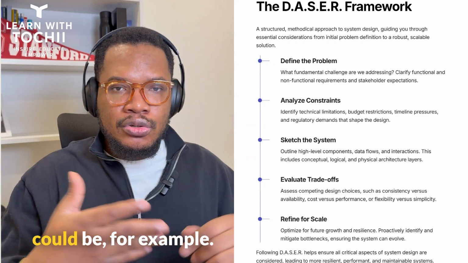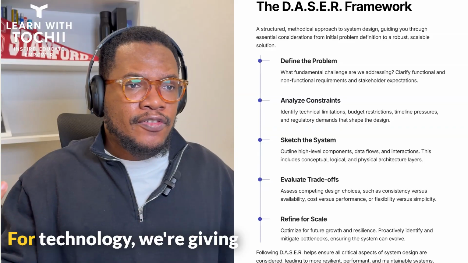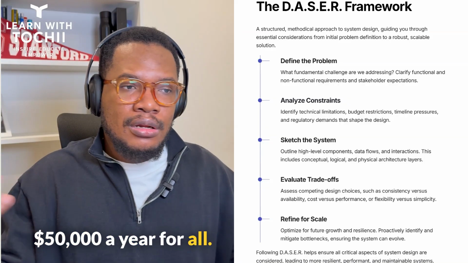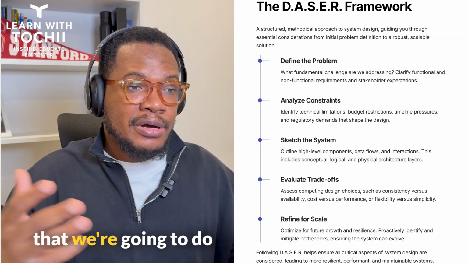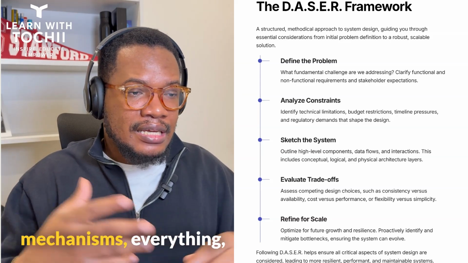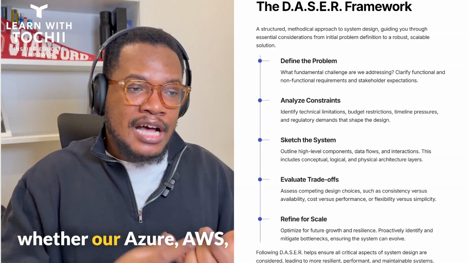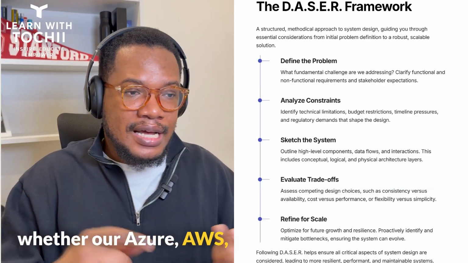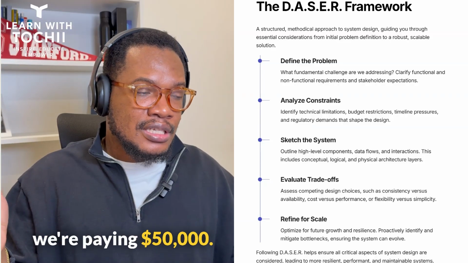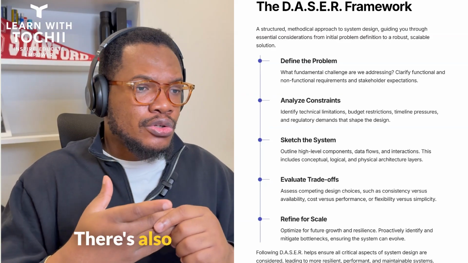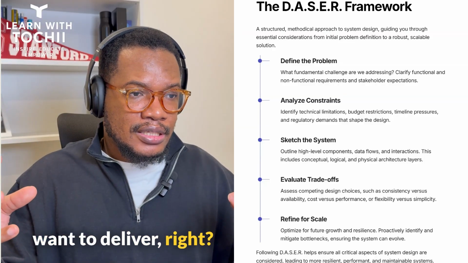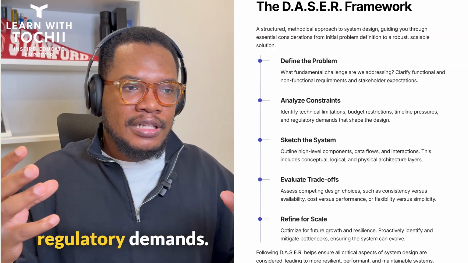Budget restrictions could be, for example, for technology, we're given $50,000 a year for everything that we're going to do on the back end, all our servers, all our security mechanisms, everything, whether our Azure, AWS, whatever we're doing, all the subscriptions we have for the whole year, we're paying $50,000. How do we manage that? There's also timeline pressures in terms of how we want to deliver, right? And then you have your regulatory demands.